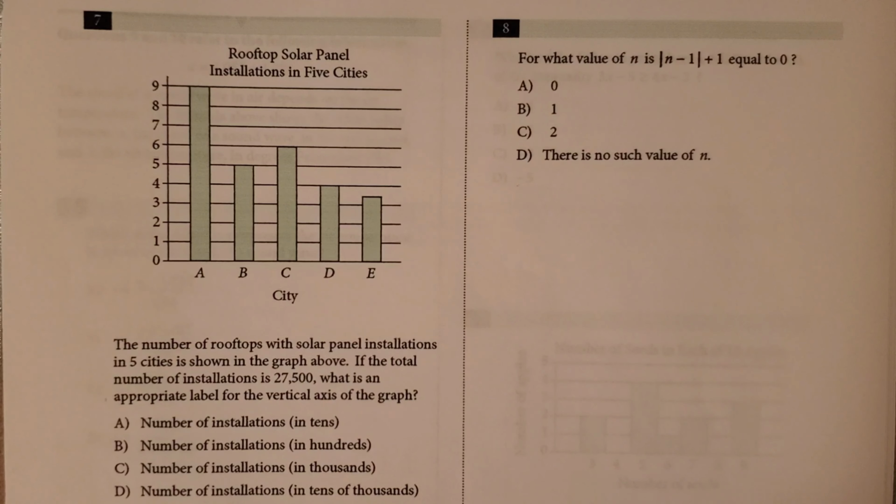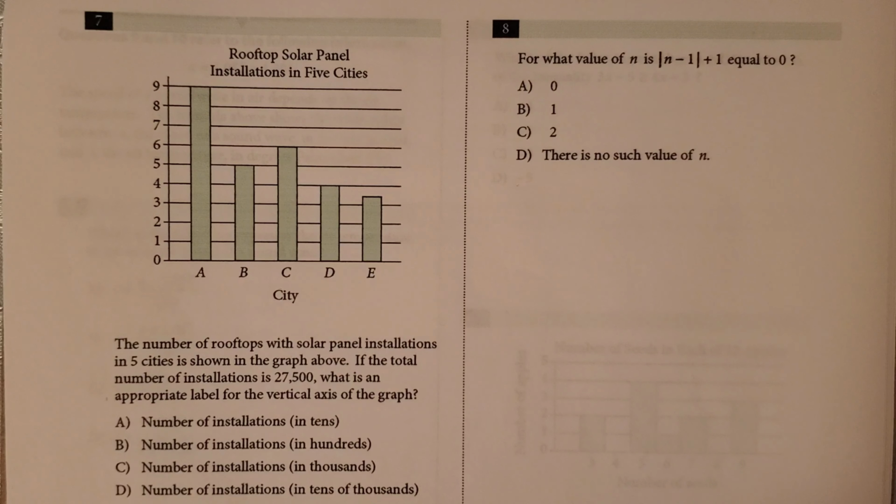Moving on to question 7, the question reads, the number of rooftop solar panel installations in 5 cities is shown in the graph above. If the total number of installations is 27,500, what is an appropriate label for the vertical axis of the graph?